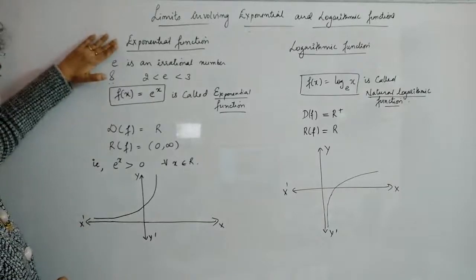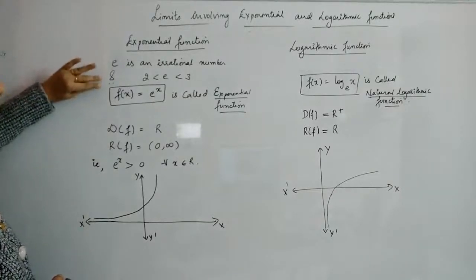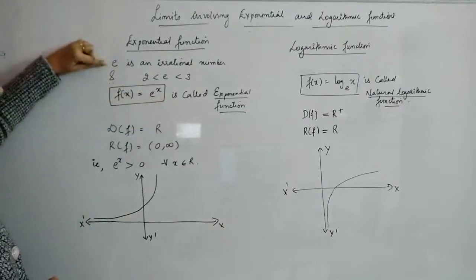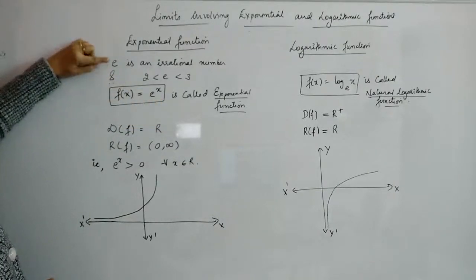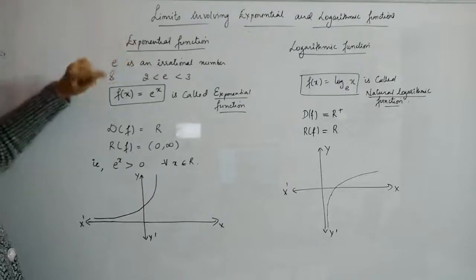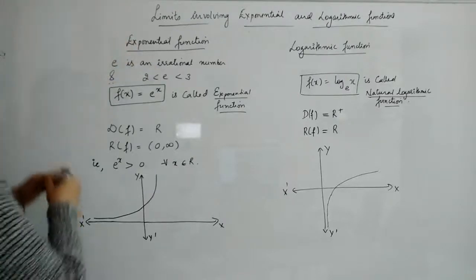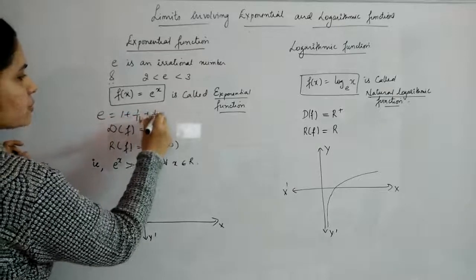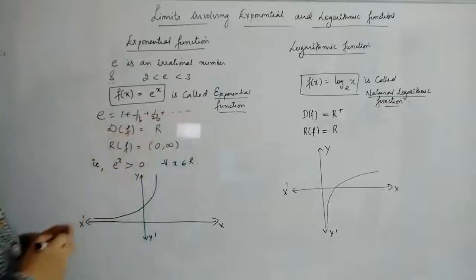So the exponential function is f of x equal to e raised to x, and here e is an irrational number which lies between 2 and 3. That is, e is equal to 1 plus 1 by 1 factorial plus 1 by 2 factorial plus, etc. It will go like that, and its value lies between 2 and 3.